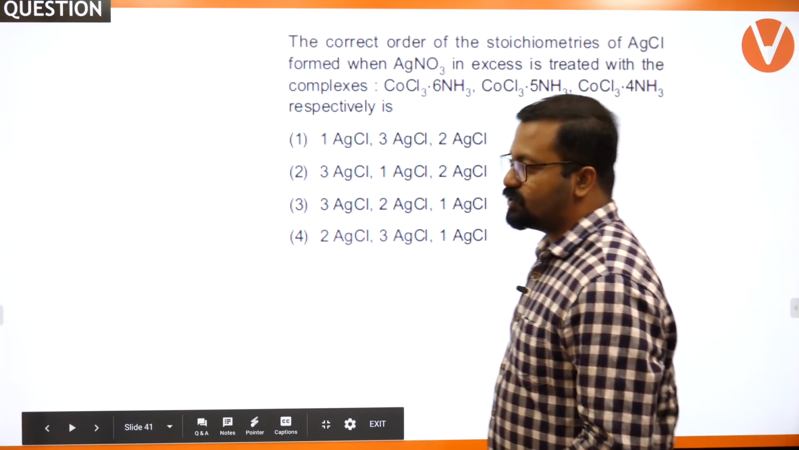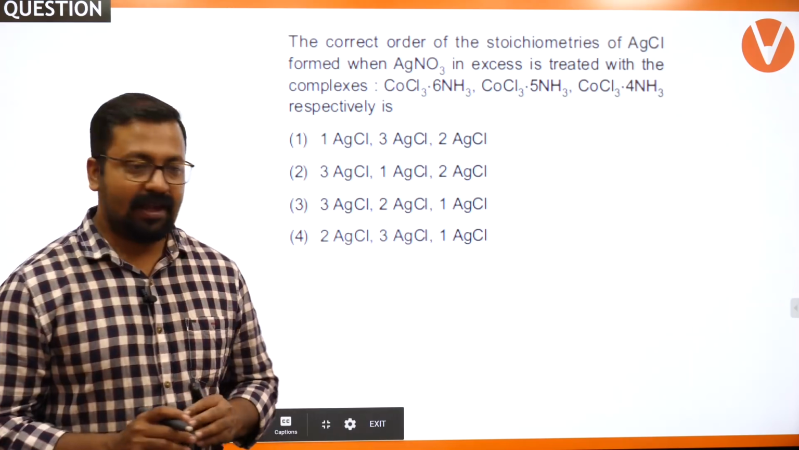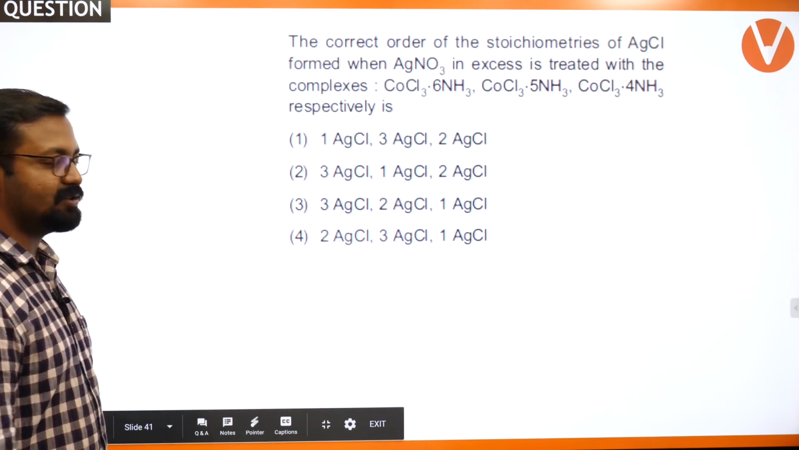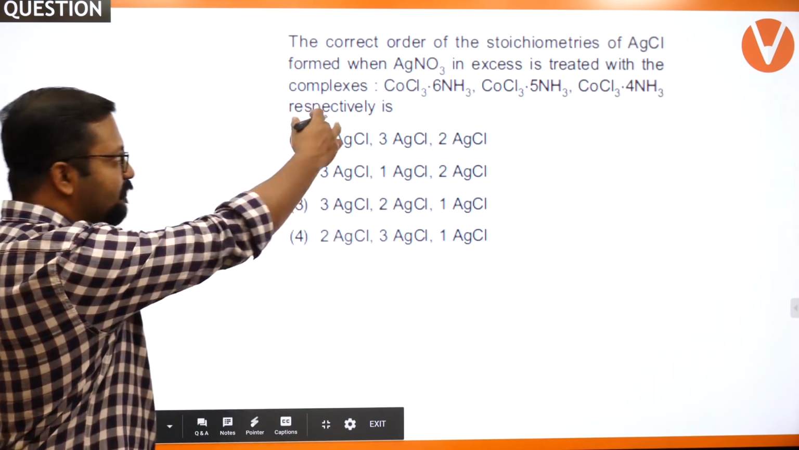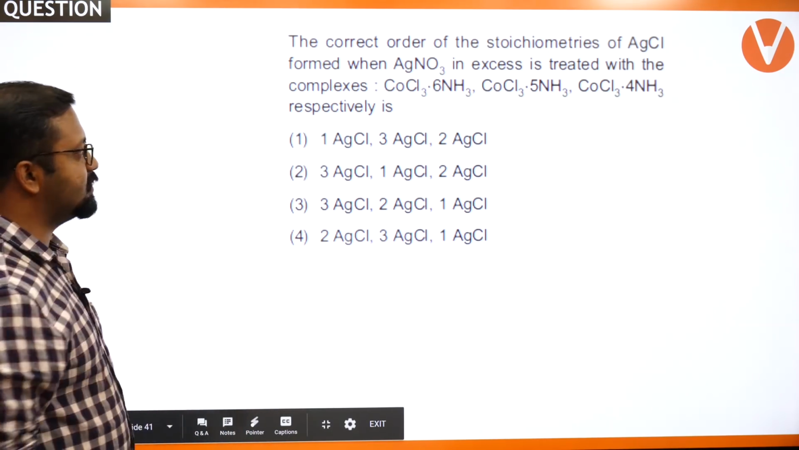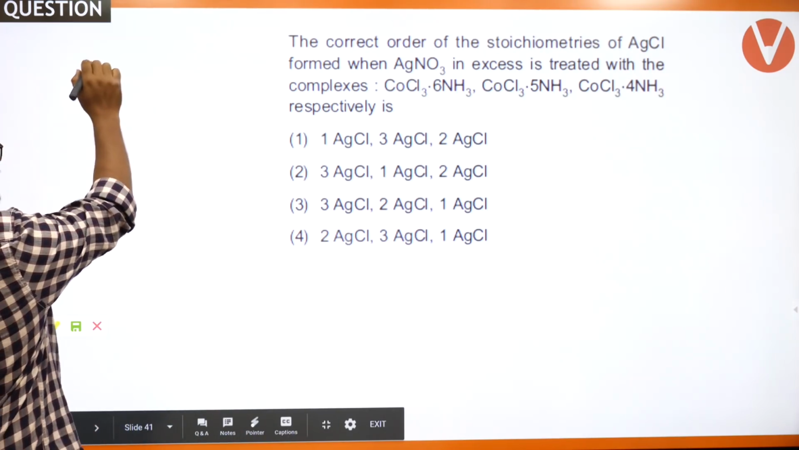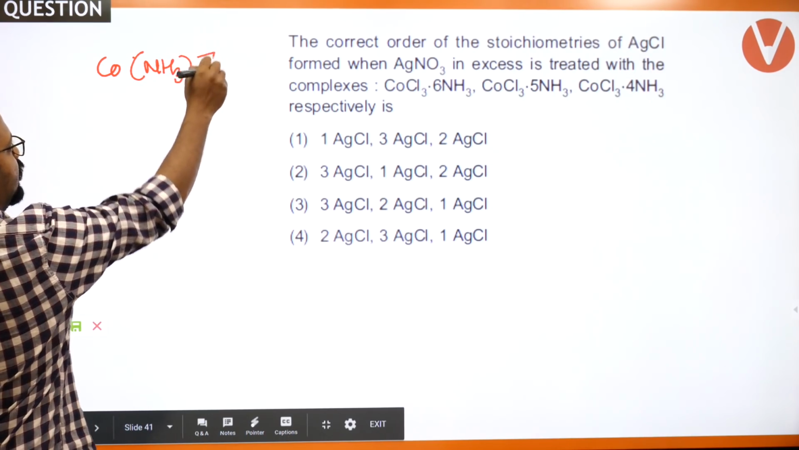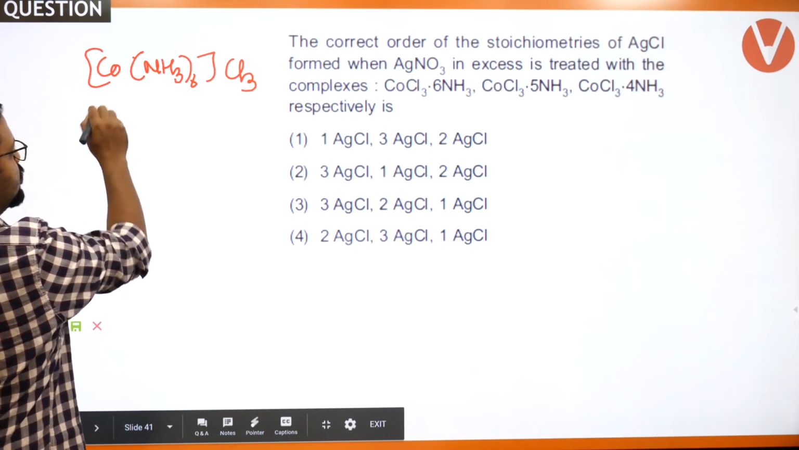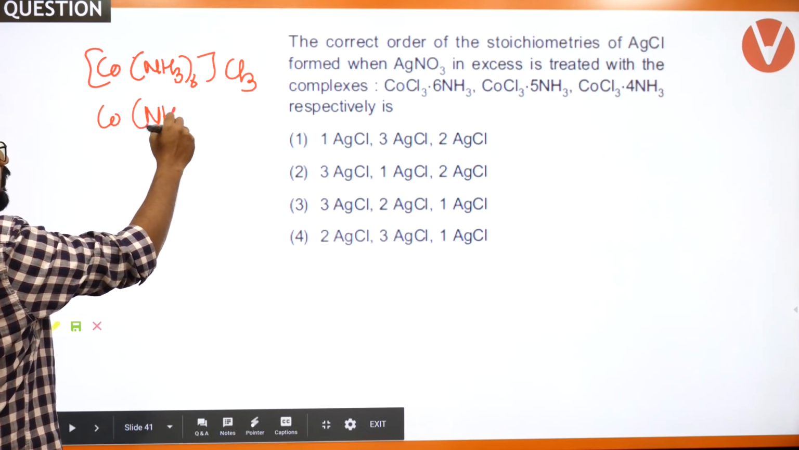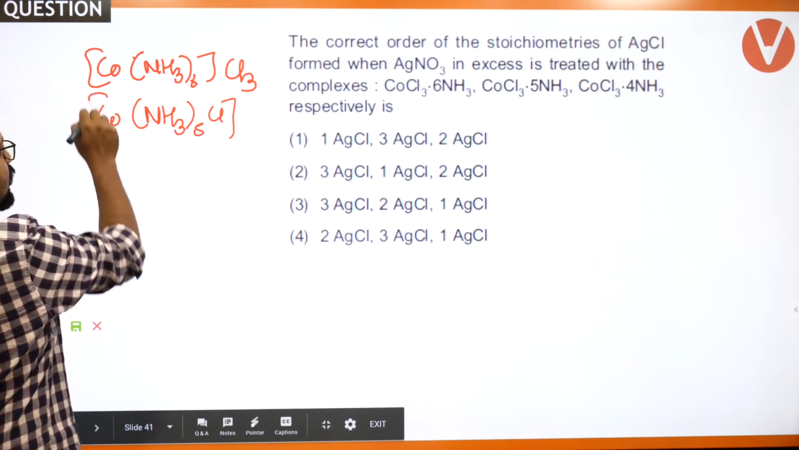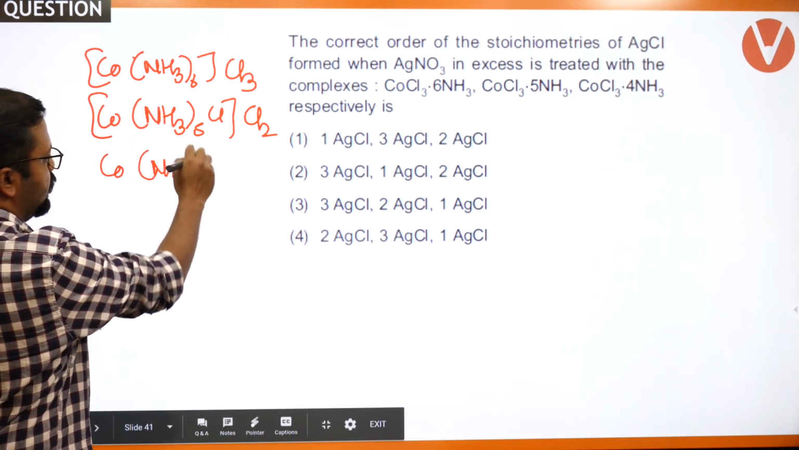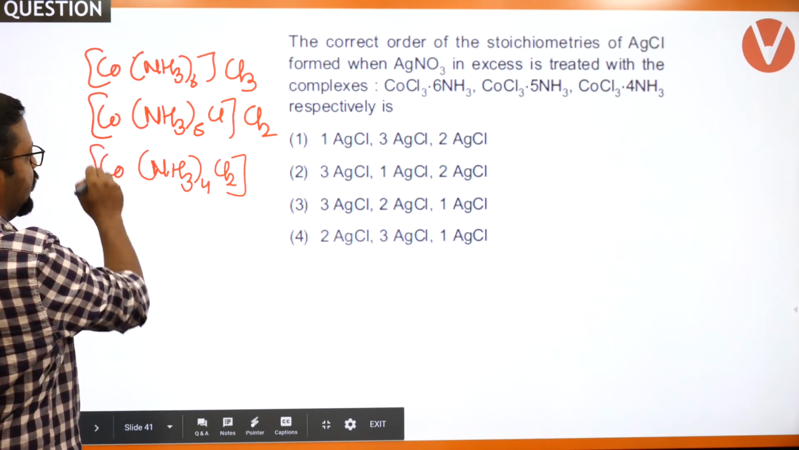Next, the correct order of the stoichiometric amounts of AgCl formed when AgNO3 in excess is made to react with CoCl3·6NH3. It's pretty simple to know. These are Werner complexes. CoCl3·6NH3 would be written as [Co(NH3)6]Cl3, the next one [Co(NH3)5Cl]Cl2, and the last one would be written as [Co(NH3)4Cl2]Cl.